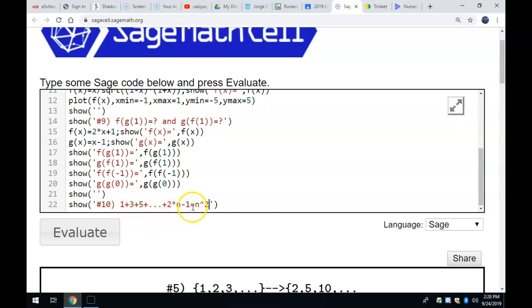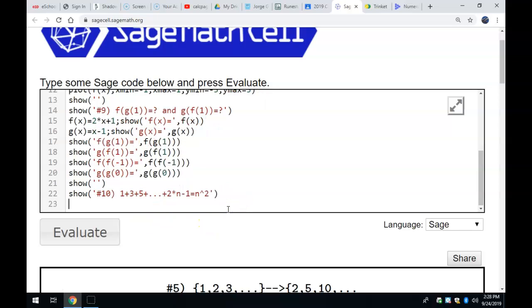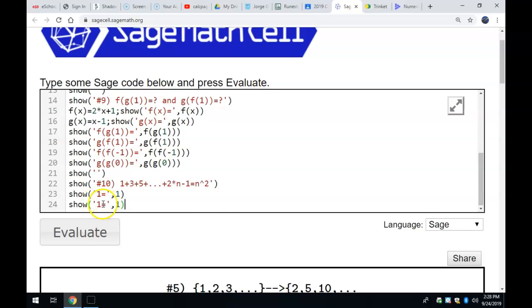We're going up to 5, right? And we get 1 plus 3 plus 5 is 9, but isn't that 3 squared? Okay, so let's show this. What's 1? Well, that's silly. It's 1. But what's 1 plus 3? 1 plus 3 is going to be 4, which is 2 squared, right?